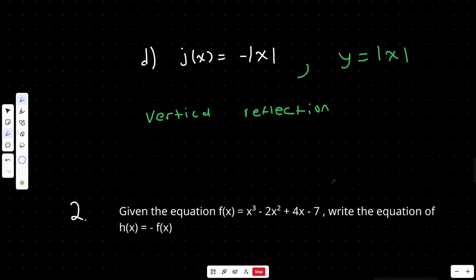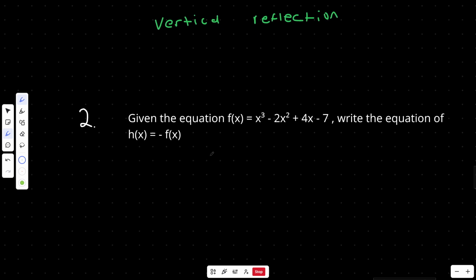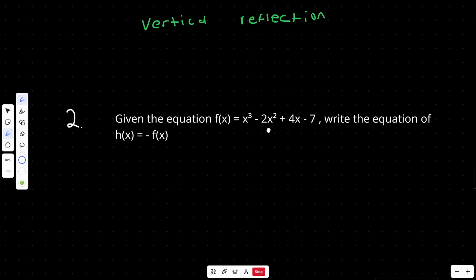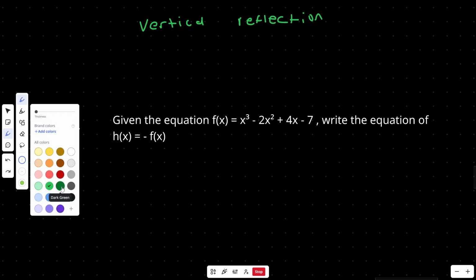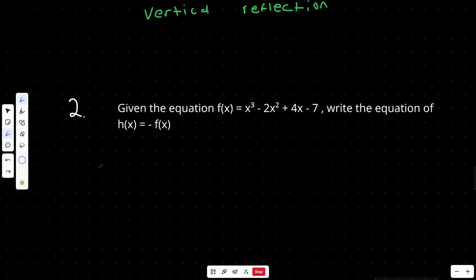Okay, let's move on. Question 2 states, given the equation f of x is equal to whatever this is, write the equation of h of x equal to minus f of x. So we'll start by writing our function h of x. I'm going to use blue here. So we have h of x, and it's basically f of x, but everything's being multiplied by -1. So we're actually going to sub this negative into our function f of x.